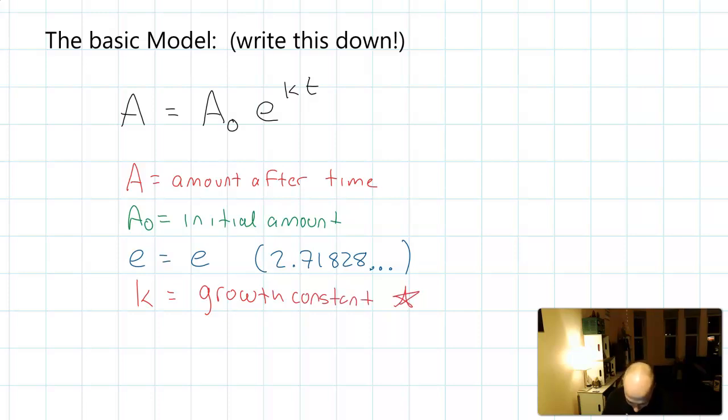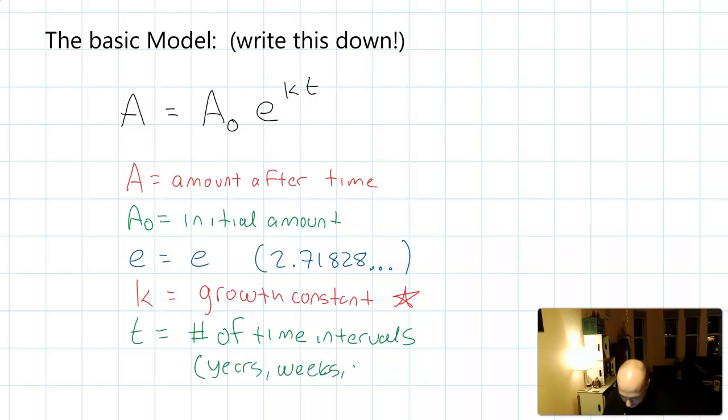And then t is the number of time intervals. Sometimes that's years, sometimes that's weeks, days. It depends on the context of the problem, but it'll always be in a constant time interval within that problem.